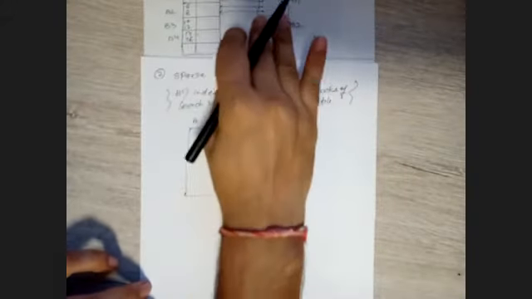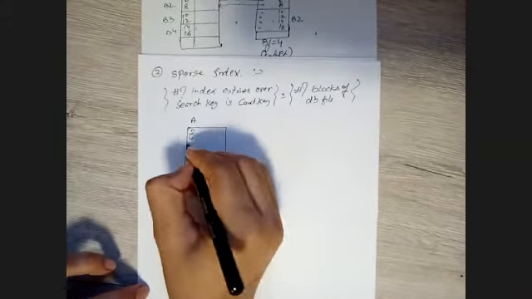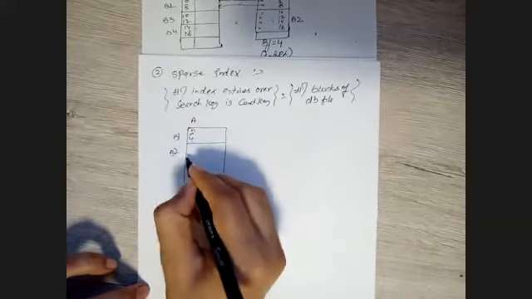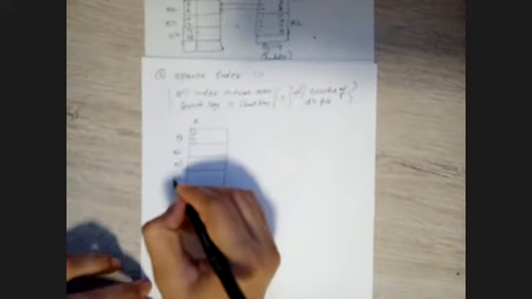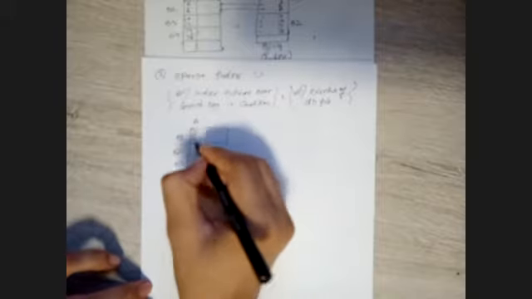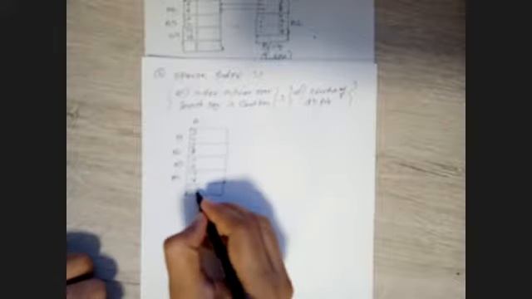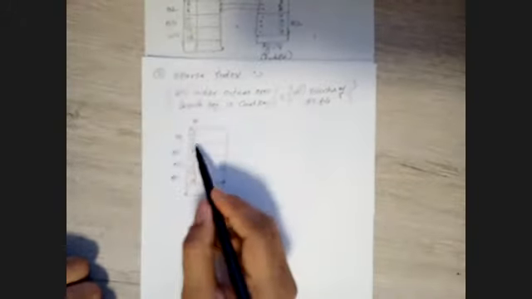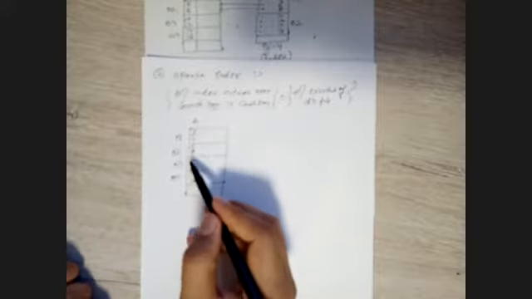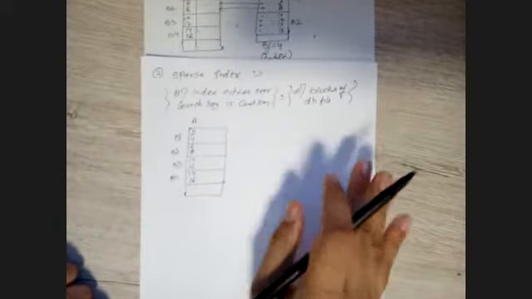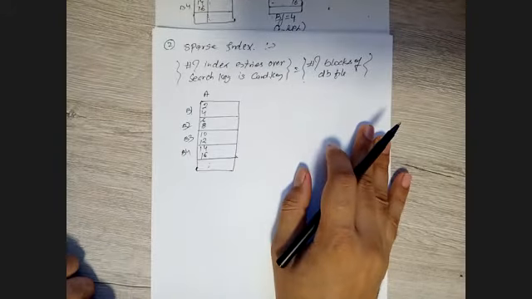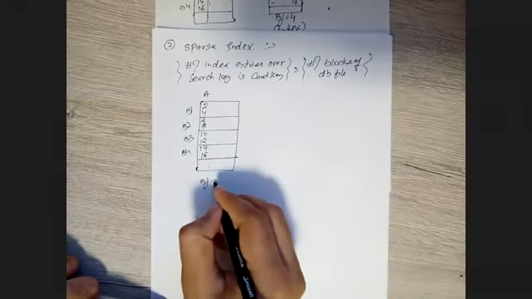So how? See, for example, taking this same database file, we have block B1, then block B2, B3, and let's say B4. These values are in sorted order. Yes or no? These are the ordered field values in this one. Okay, so the block factor is 2.